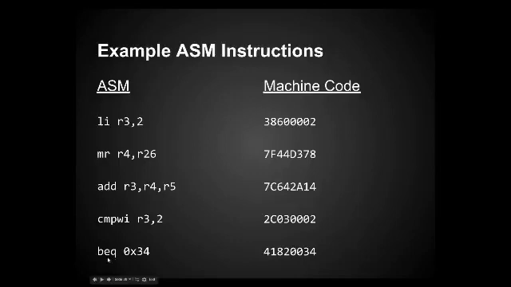Workbench if equal. It's saying, in this case, if register 3 is equal to 2, we're going to branch to another section of code. But if it's not equal to 2, then it just ignores this instruction and just keeps going.